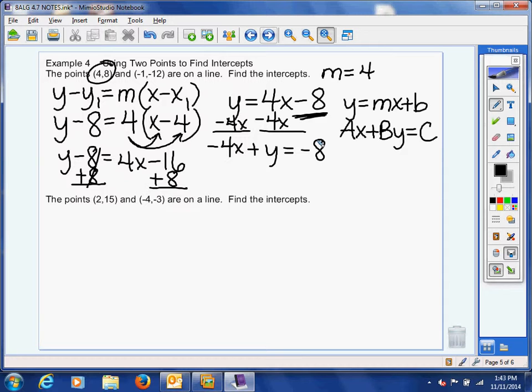So let's use our cover-up method. Put your pencil tip or your fingertip and hide that y, okay? So hide it, and what you see is negative 4x equals negative 8. Divide each side by negative 4, and what is your x-intercept? Yep, it's 2. You nailed it.